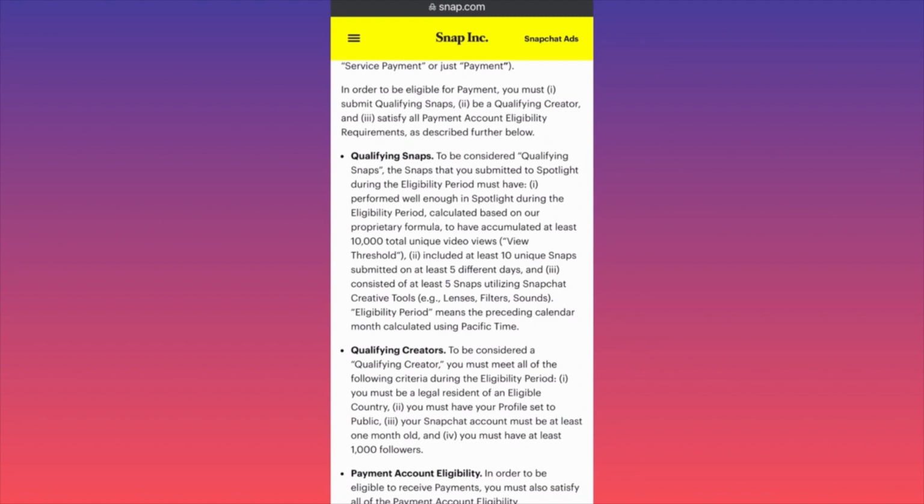Qualifying creators. To be considered a qualifying creator, you must meet all of the following criteria below. Your country should be eligible. You must have your profile set as public. Your Snap account must be at least 1 month old, and you must have at least 1,000 followers.